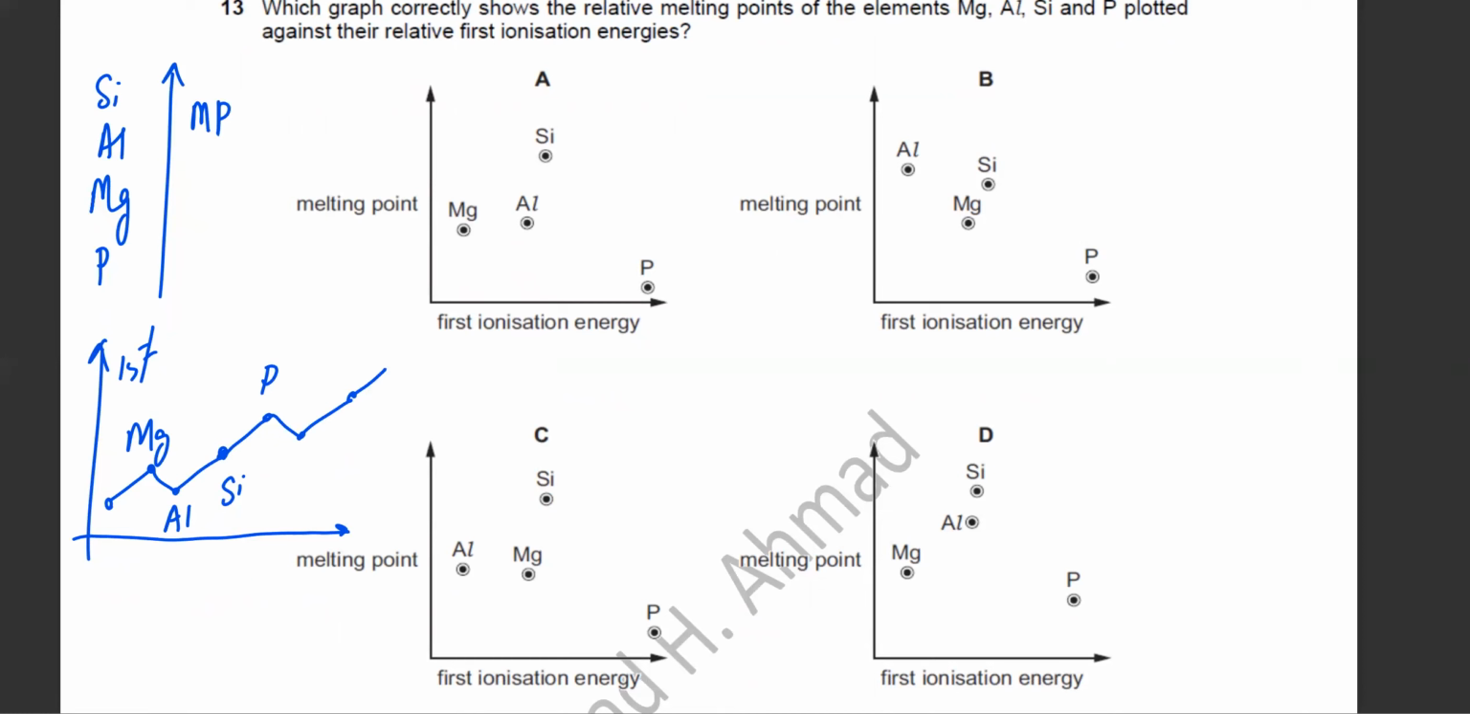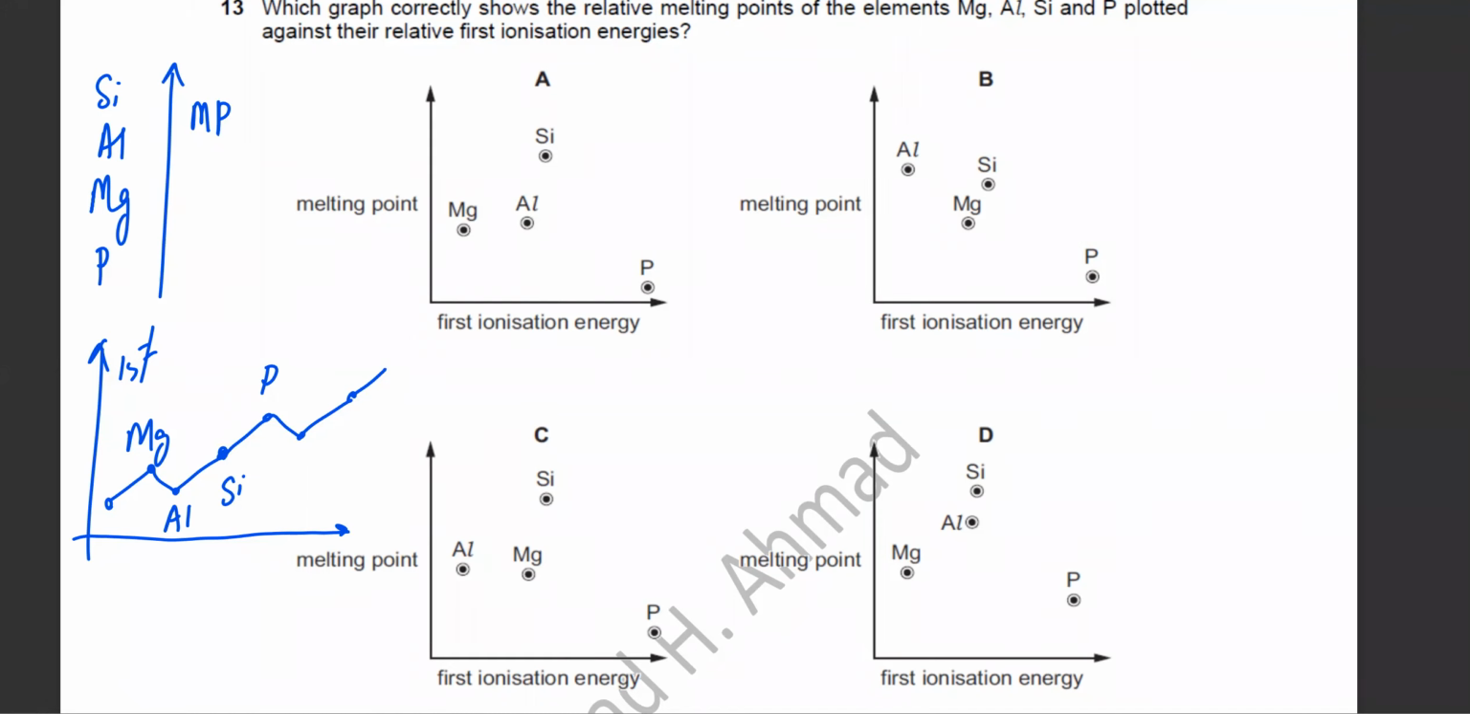You've got melting points, silicon having the highest melting point and phosphorus having the lowest melting point. And I've also listed the first ionization energy of the elements, since they're moving across the period. So it's Mg, Al, Si, and then P. Now, both of these values are plotted against each other. So which one is the correct graph?